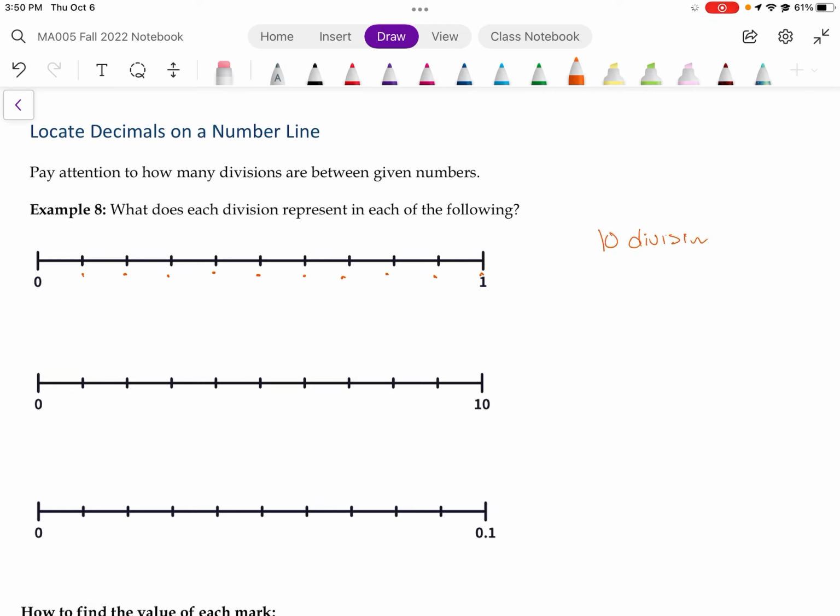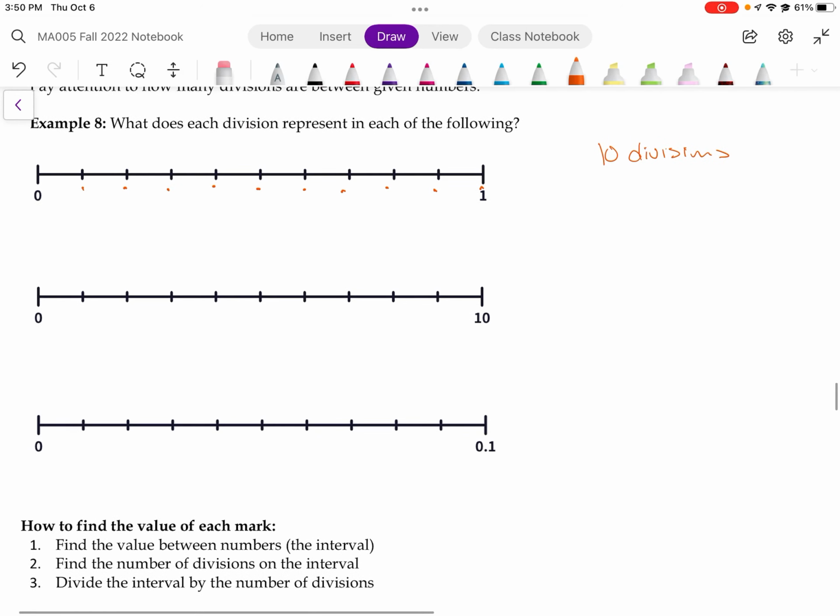So there are 10 divisions. So what does each one represent? Well, in order to figure it out, you're going to find the value between the numbers. That's what we just found. The number of divisions is 10. Find the value between the numbers. That is going to be the second number minus the first number. So that's 1. And then you're going to divide the interval, which is 1, by the 10. So each one is worth 0.1. Okay, so let's go back and say that. So each division here represents 0.1.